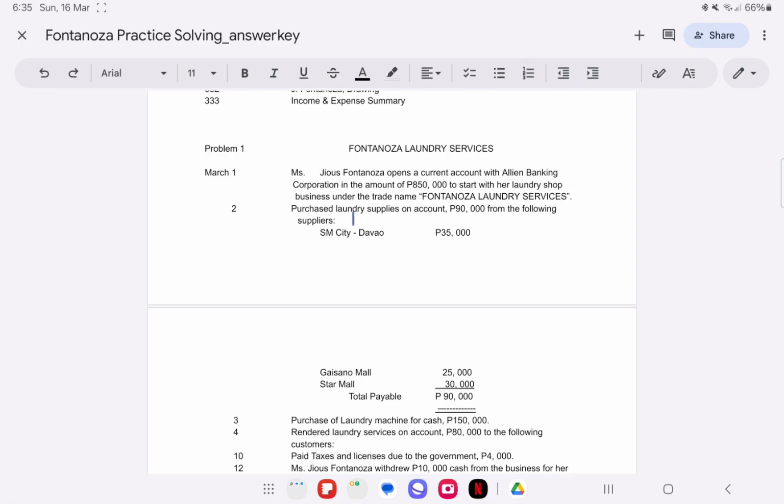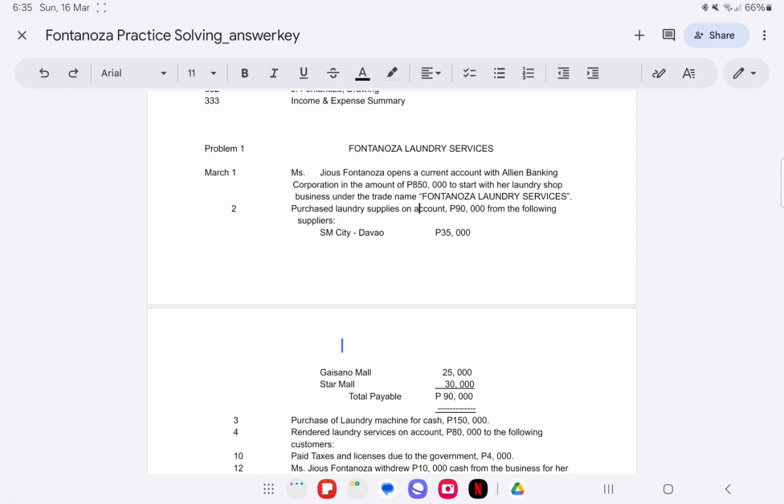So you are asking a loan, or you are asking a debt to SMCT Davao, Gaisano Mall, and Star Mall. Okay? So first, you borrowed from the malls. So, on account, so oral promise to pay. So remember, if you're negotiating with your supplier, your value received is laundry supplies, under the assets, since that's what you want to purchase.